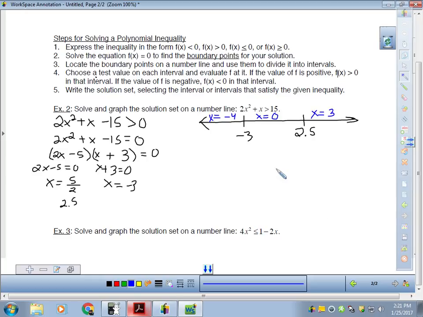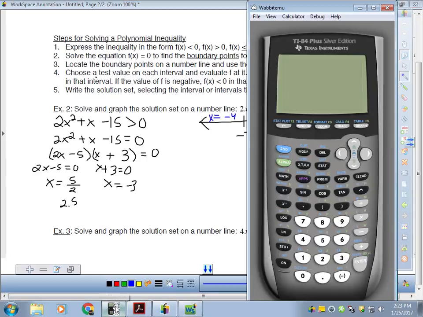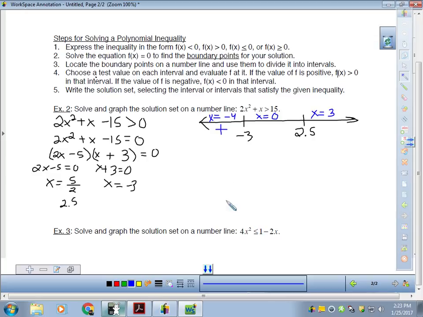And so what we're going to do is take these values and plug them into our function over here and see whether or not we get a positive or a negative. So I'm going to start with plugging in negative 4. So I have 2 times negative 4 squared plus negative 4 minus 15. It comes out as a positive 13. So I'm just going to write down the positive. I don't really care that it came out as 13. I just really care that it came out positive.